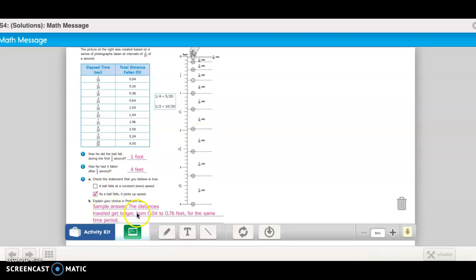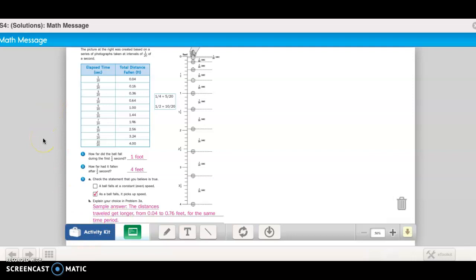B, and the sample answer here would be: the distance traveled gets longer, from 400 to 7600 feet, for the same time period. So the time is kept the same, but the distance that it's covering is longer, therefore it's picking up speed, it's getting faster.